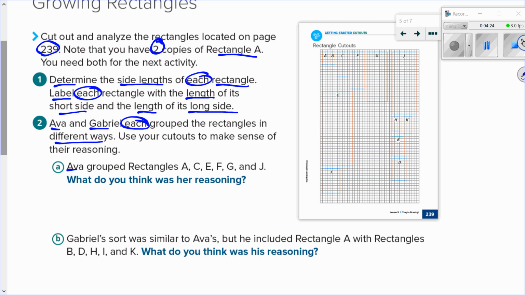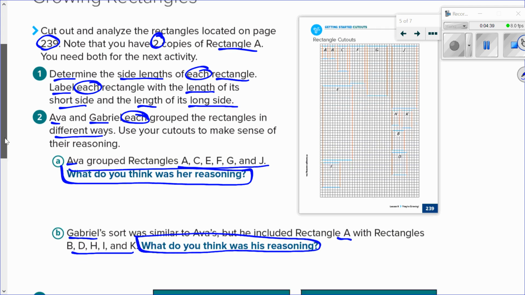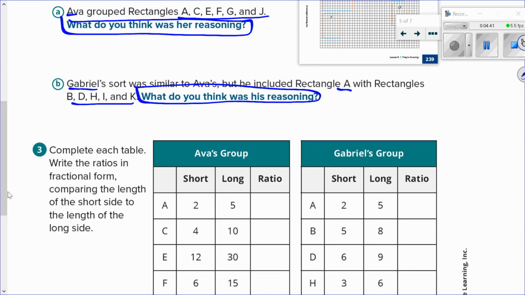So Ava put these rectangles together. I need you to write down what you think her reasoning was. Gabriel's was different. He did start with rectangle A, but then he used these rectangles. We want you to figure out what his reasoning was. If you've done all that and you can't figure it out, the tables are going to be a good help for you. So what you're going to do is complete each table. There's your task. Write the ratios in fractional form, comparing the length of the short side to the length of the long side.